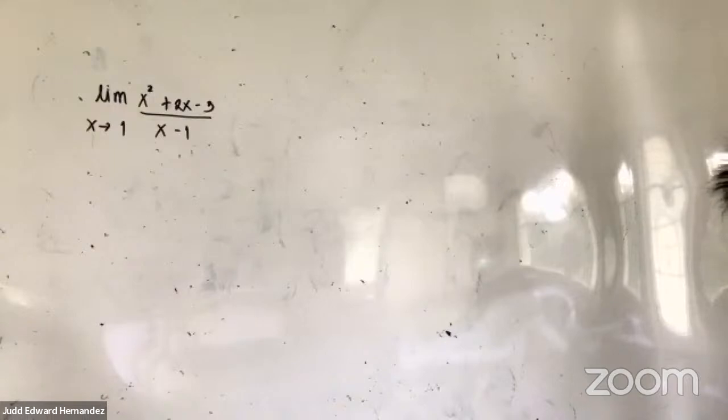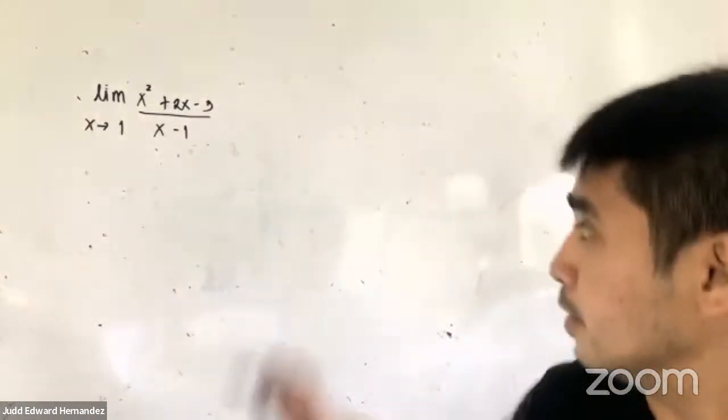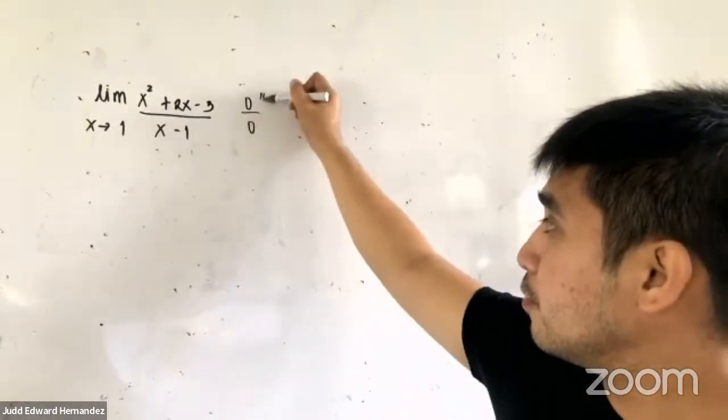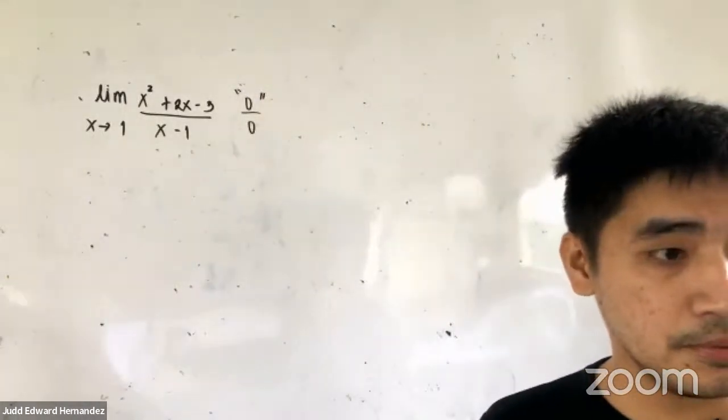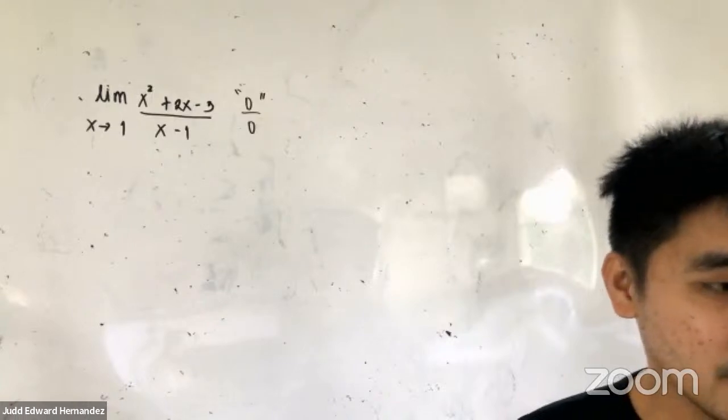Yes, Mr. Agustin. Sir, indeterminate po yung sagot because it's 0 over 0. Okay, it becomes 0 over 0. Therefore, what do we do if it is 0 over 0? Yes, it is indeterminate. Therefore, we need to look for another solution other than being indeterminate. And what do we do if it is indeterminate? Factoring po. We factor out. Therefore, how do we factor this one?